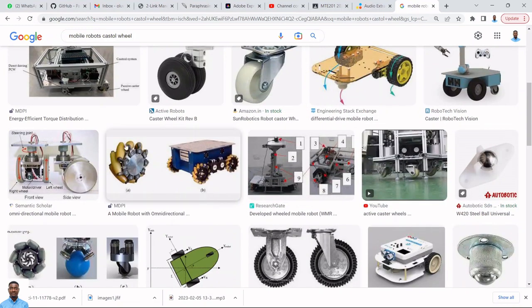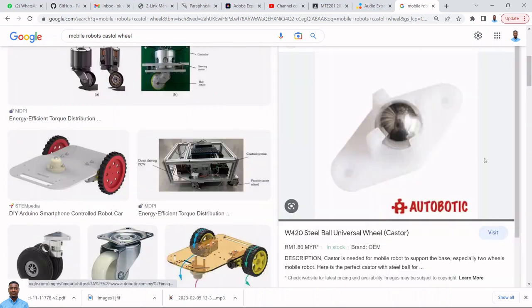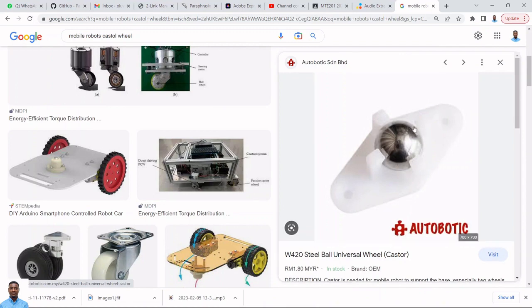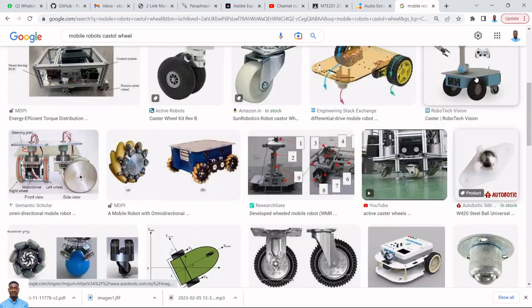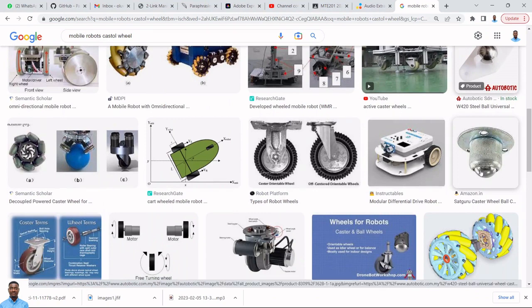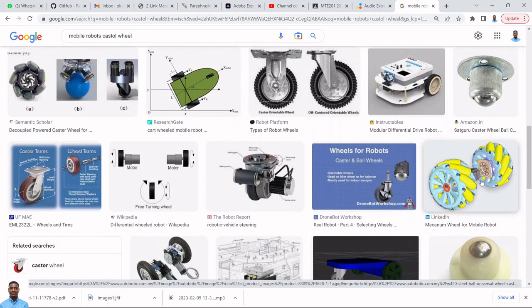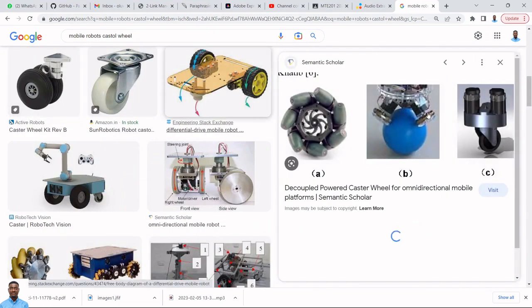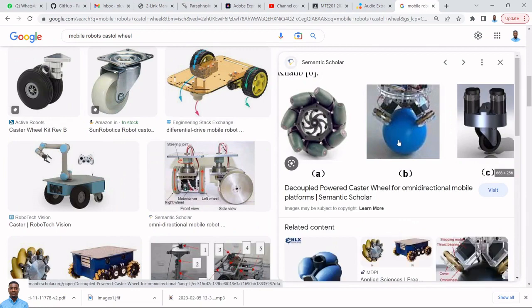So this is your Swedish 45 or your Mecanum wheel in this case. You can have Swedish 90 also for mobile robots. So this is your ball wheel in this case. Let me zoom in. This is your ball wheel. Let me close this. This is also another ball wheel. This is still your Mecanum wheel or your Swedish 45 wheel. This is the motorized ball wheel in this case. This is the ball wheel here.